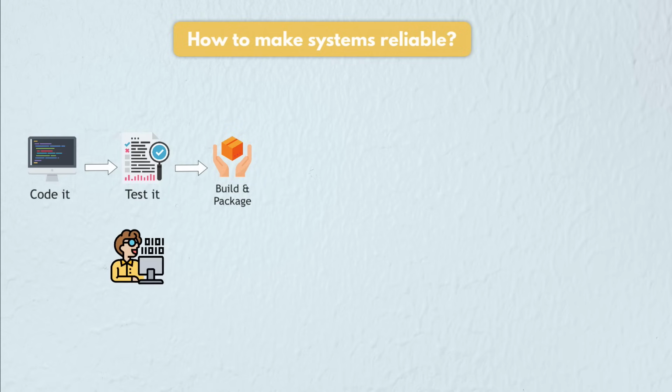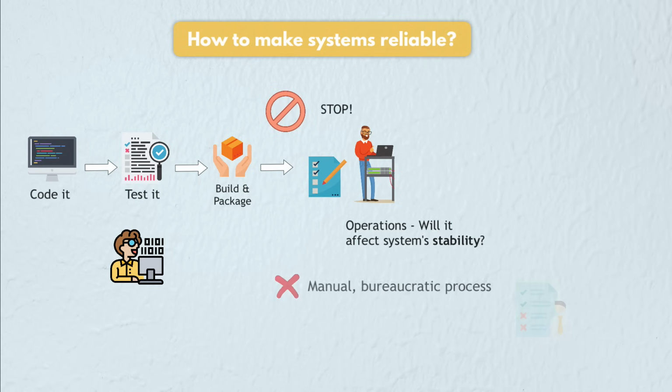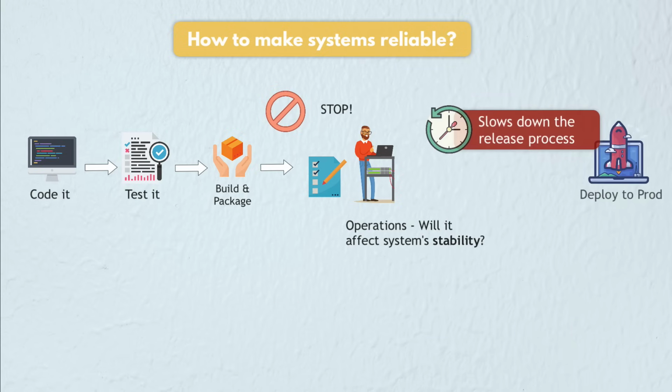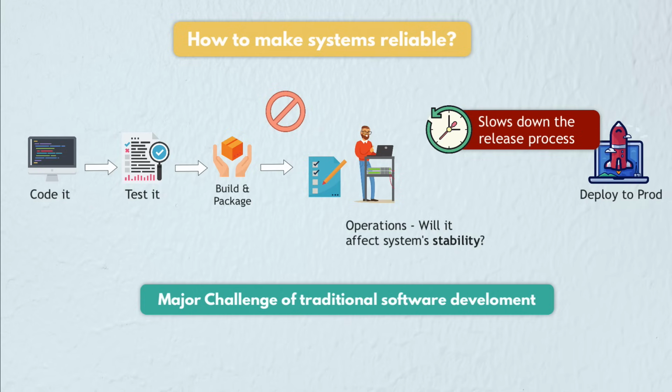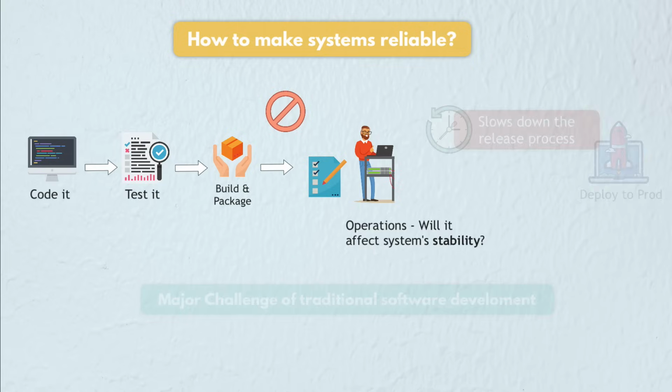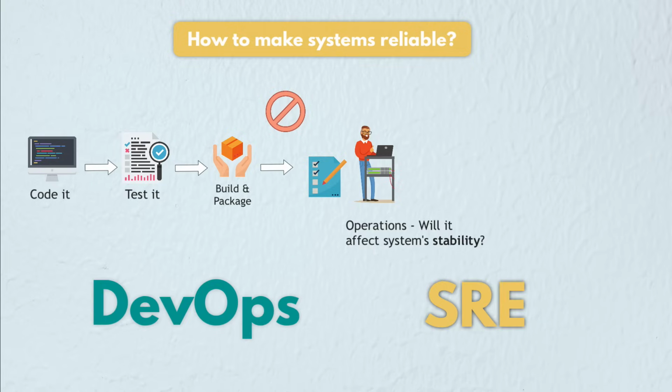So traditionally, devs would make a change and ops would analyze it with hundreds of checklists and mechanisms to make sure the change would not affect the system. And this whole analysis and evaluation slows down the release process. And that's been the major challenge of the traditional way of software development. And that's exactly what DevOps and SRE try to solve.